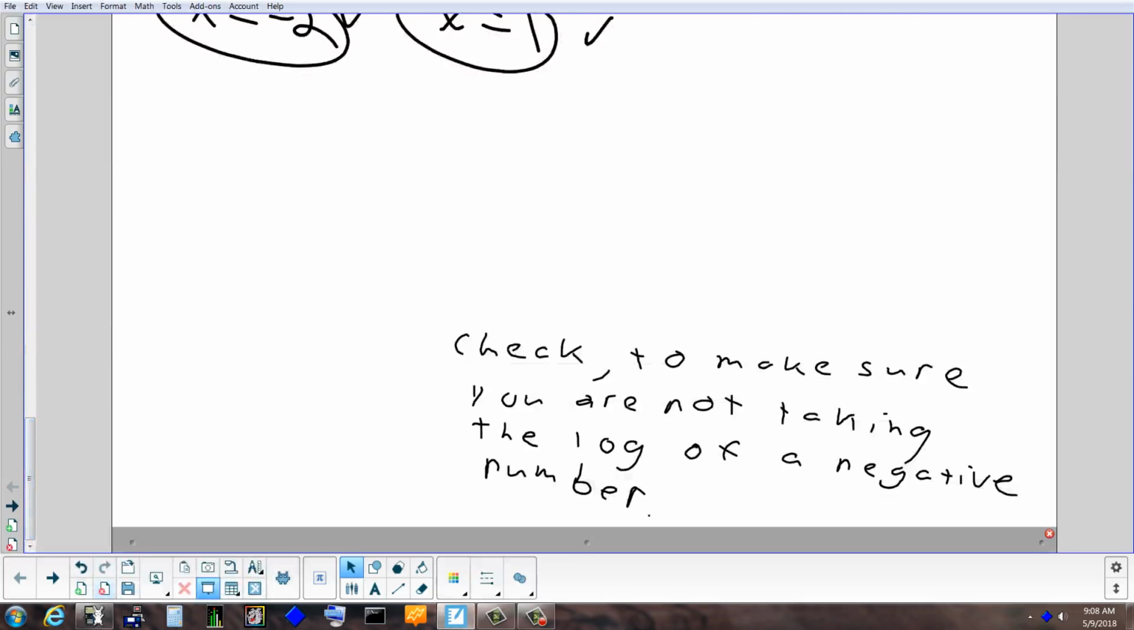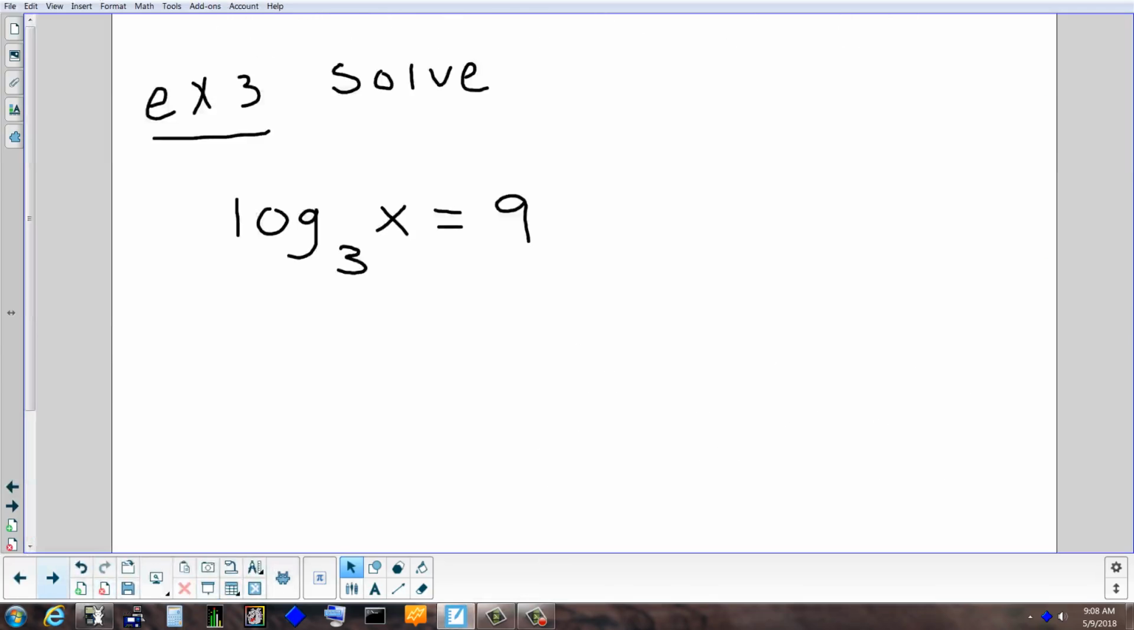So the last step here, check to make sure you are not taking the log of a negative number. It has to be positive. It can't be 0. It's got to be positive. All right. So now we'll look at a couple easier ones, a couple quick ones, and then we'll look at the one that's the longest one.